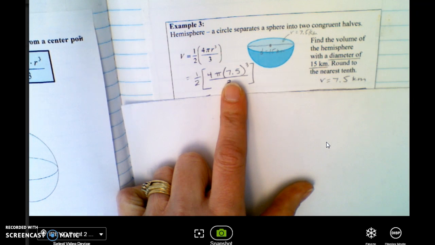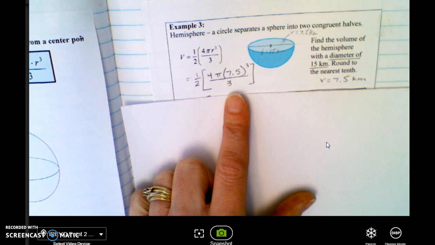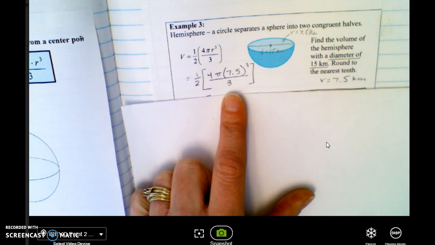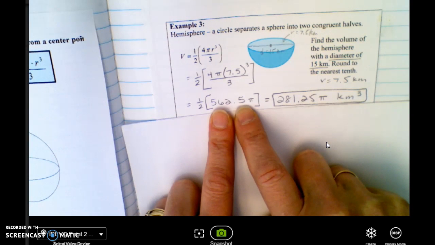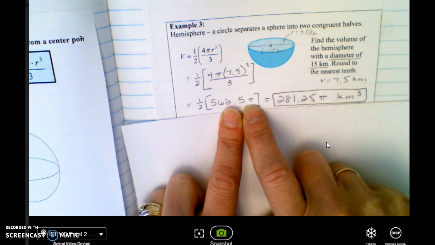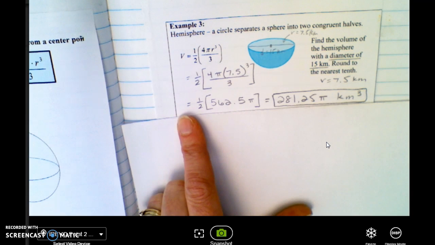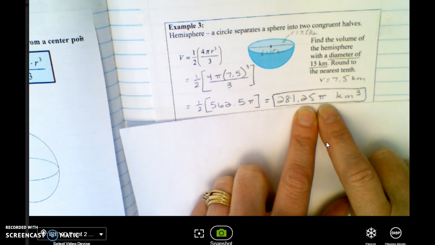We're just going to type in 4 times 7.5 to the 3rd power. I'm going to get that value. I'm going to hit enter, and then I'm going to divide by 3 to get the entire value on the inside. This is as if we had a sphere that was full size. I get 562.5 pi. Remember, we're dealing with half of a sphere, so we do have to cut that number in half. And that's how we get the 281.25 pi.